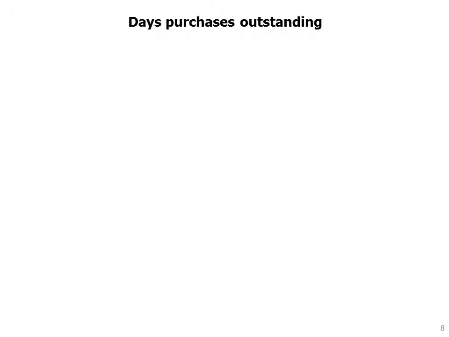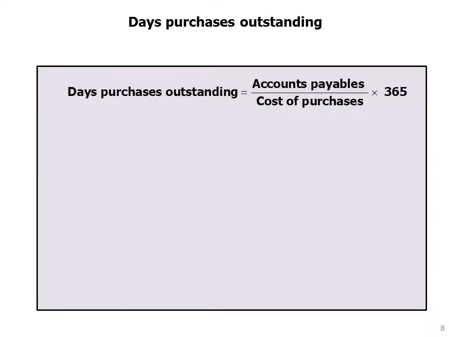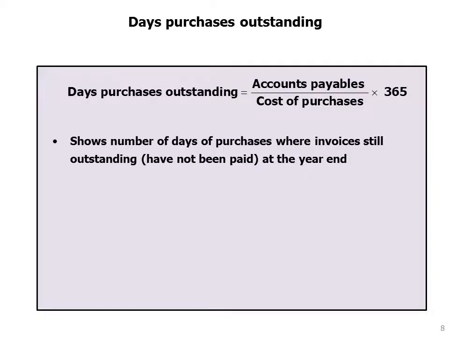Moving on, days purchase outstanding is equal to accounts payable, and this is divided by cost of purchases times 365. And this shows the number of days of purchases where the invoices are still outstanding, so the firm has not yet paid them at the year end. Or we can also express this as the average number of days it takes the firm to pay their suppliers.